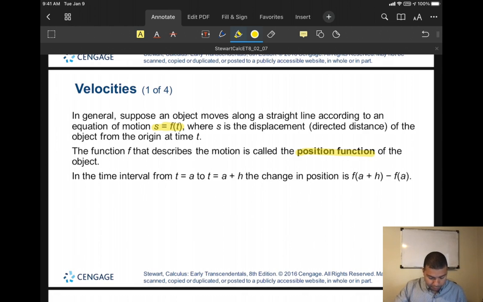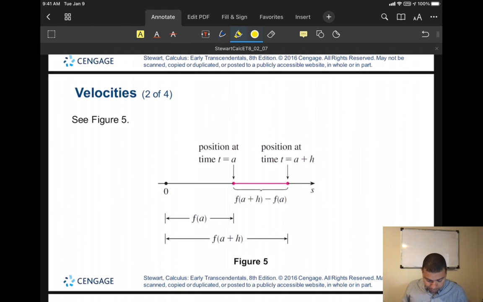And on a time interval between a and a plus h, the change in position is f of a plus h minus f of a, right? You start with a seconds, and you go to a plus h seconds. Then f of a plus h is the position at the end of the interval, and f of a is the position at the beginning of the interval. The difference is the displacement, right? So they're basically exemplifying what I just said, right? So this here is the difference.